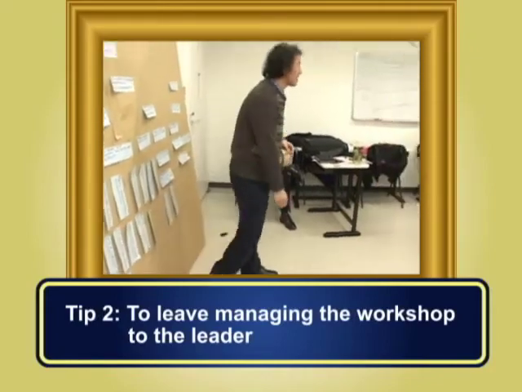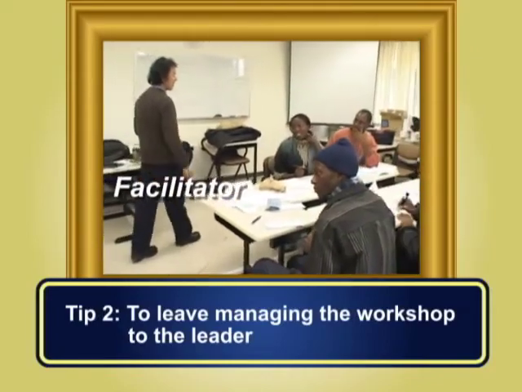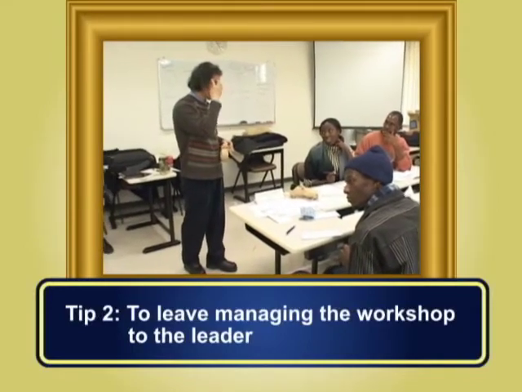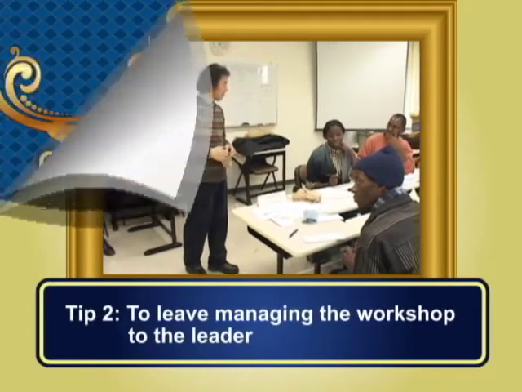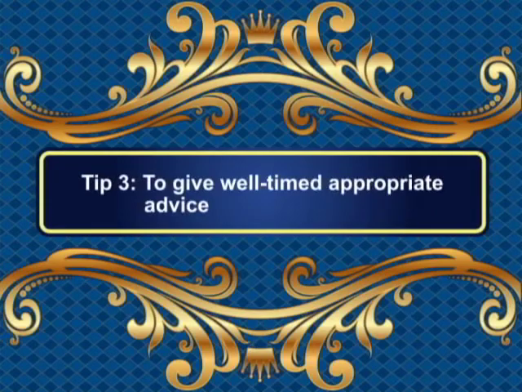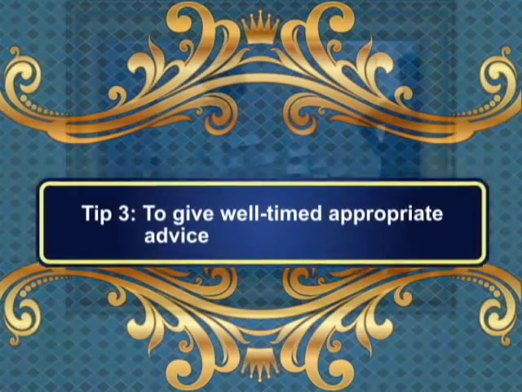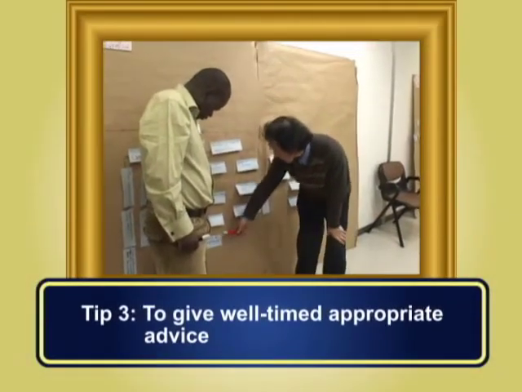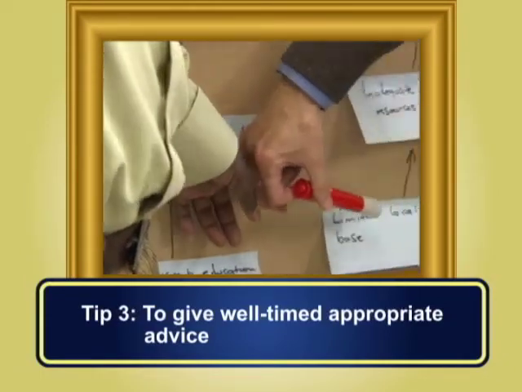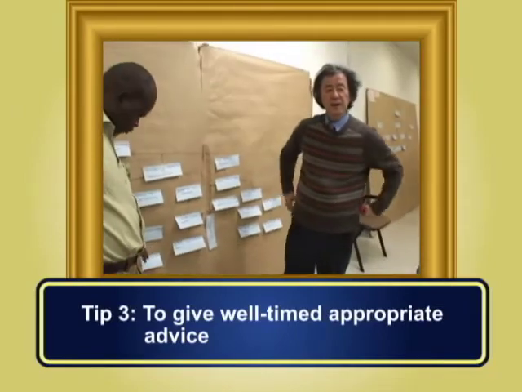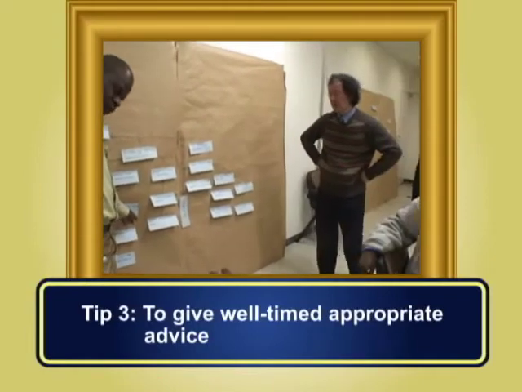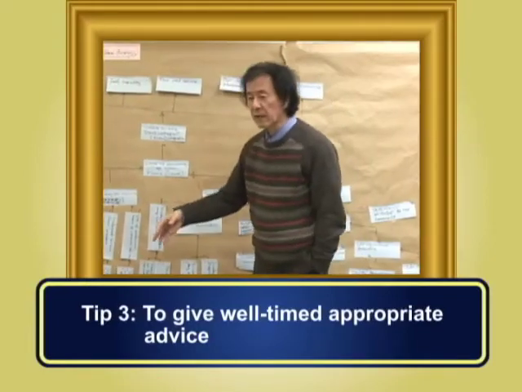A facilitator and a co-facilitator are to observe the leader and the other participants and give advice when necessary. Tip 3. To give well-timed appropriate advice. A facilitator is required to give advice when necessary while the leader and the other participants are having the workshop. Please grasp the proceedings of the workshop and give concrete advice properly timed.